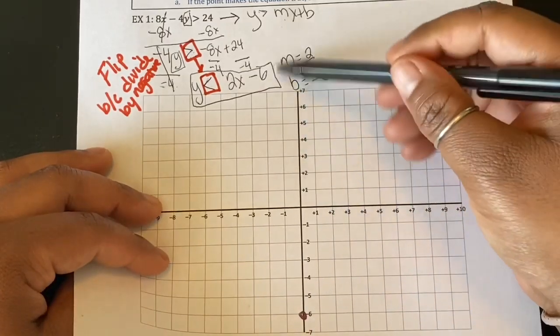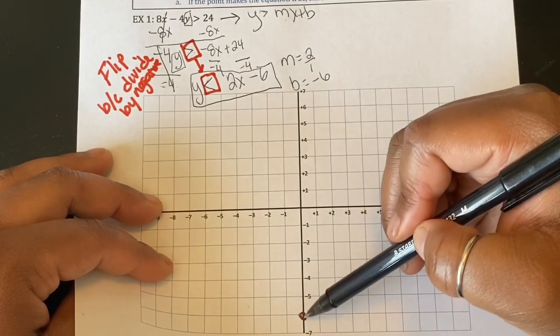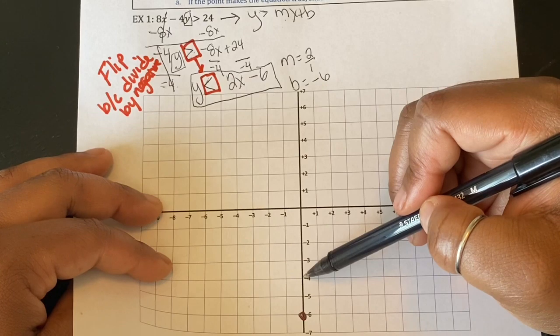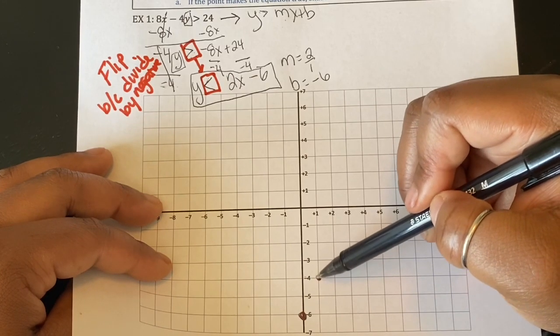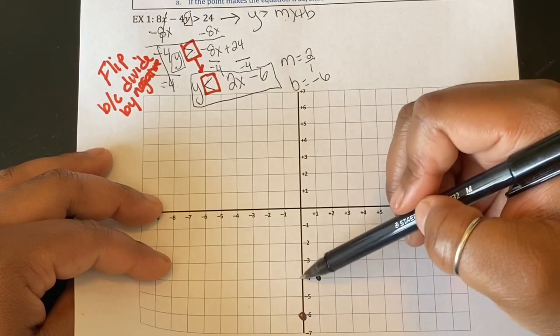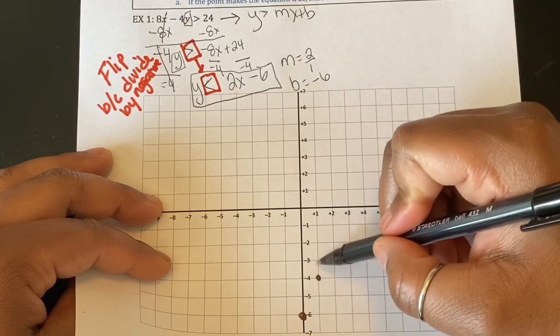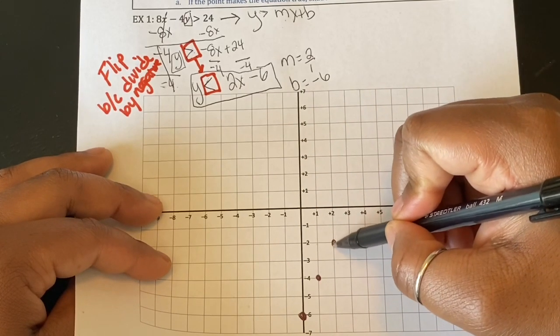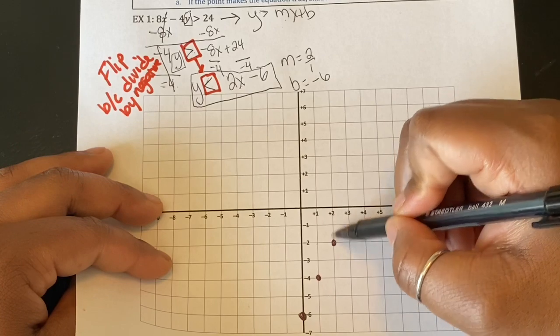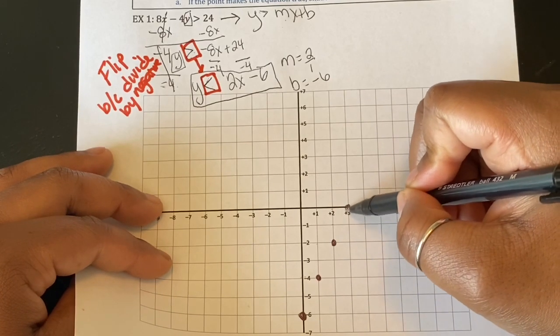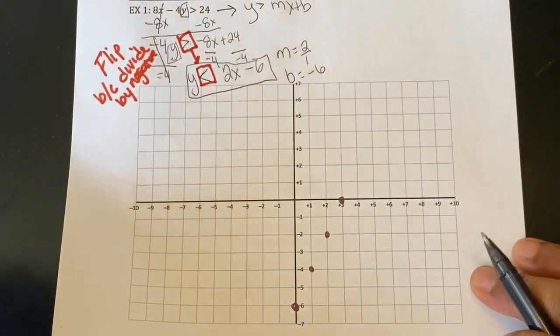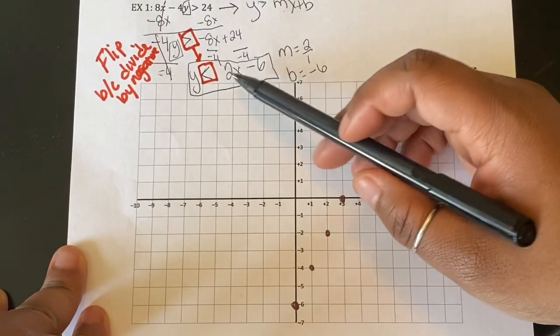And then since my slope is 2 over 1, I'm going to go up 2 to the right 1, because it's positive 1. Since positive 2 over positive 1, I'm going to go up 2 to the right 1. Then I'm going to do it again, up 2 to the right 1. And then for just a guide, I'm going to do it one more time, up 2 and to the right 1.